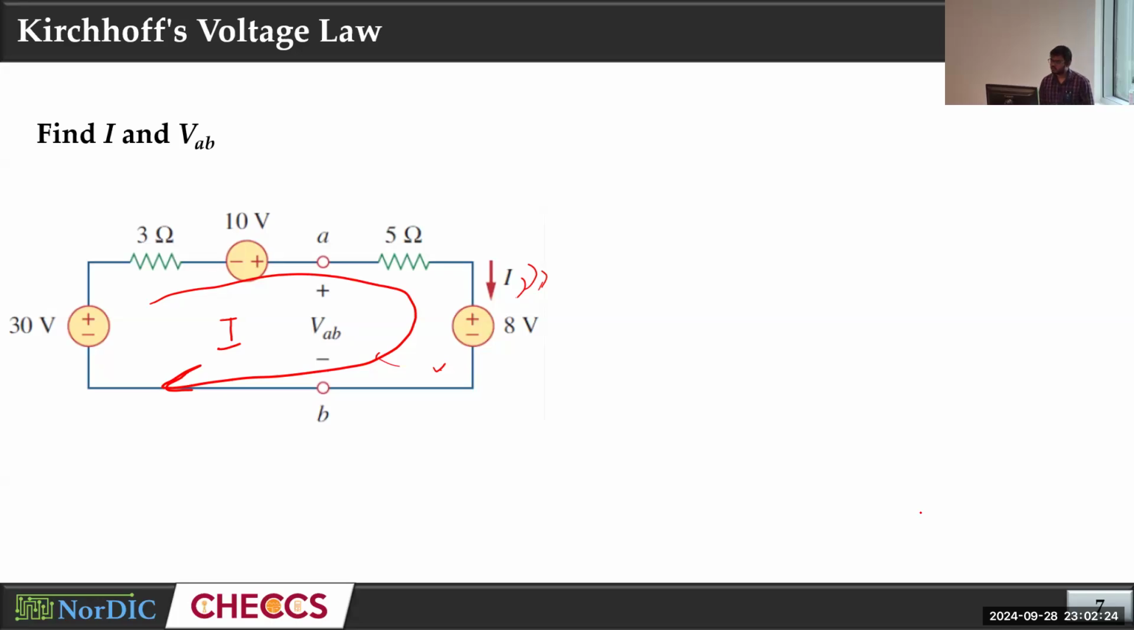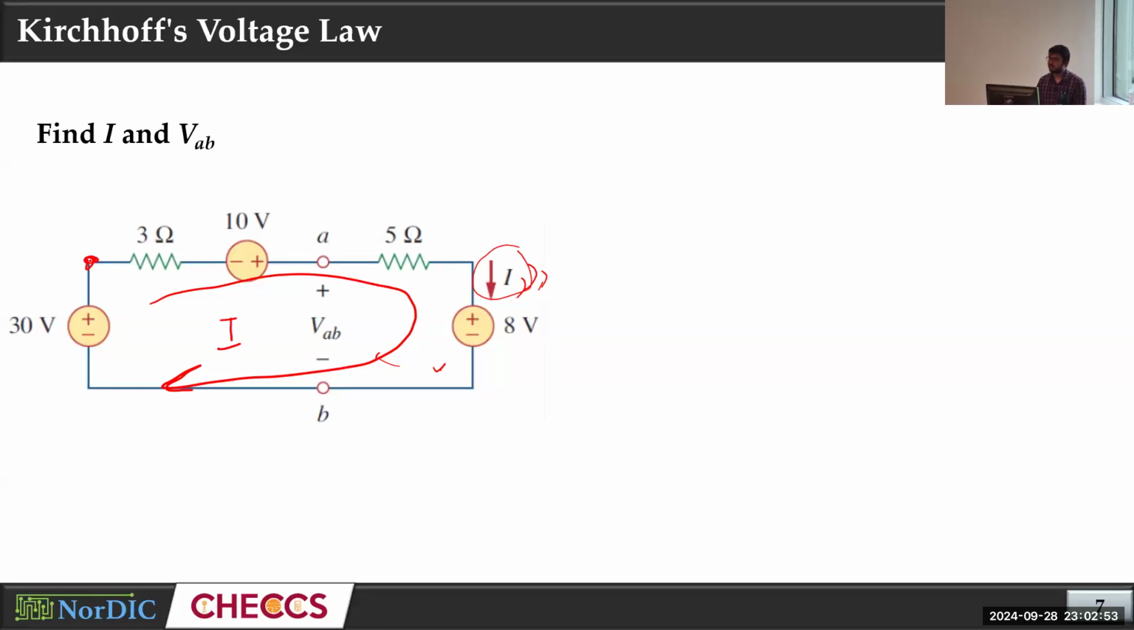And I mentioned a clockwise current. That matches the value and the direction of the current that we need to find out. So let's assume this same current and same direction for the KVL. So what is the next step? We need to select a starting point. Yeah, so let's start from here.